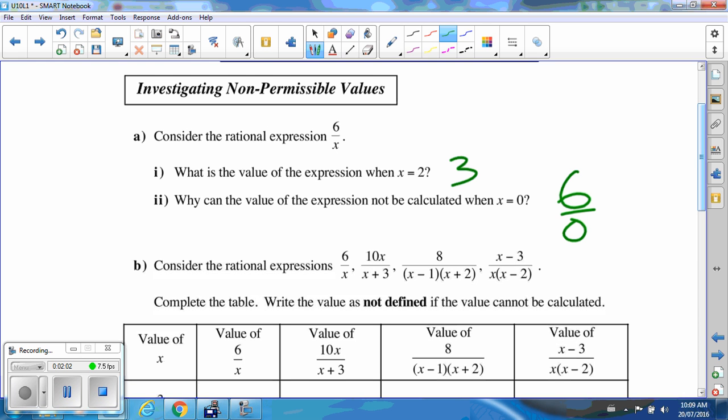I've got 6 gummy bears. How many ways can I group them into 0 groups? Well, I can't group them into 0 groups. If I just don't group them, it's one group of 6. So there's the problem with that.